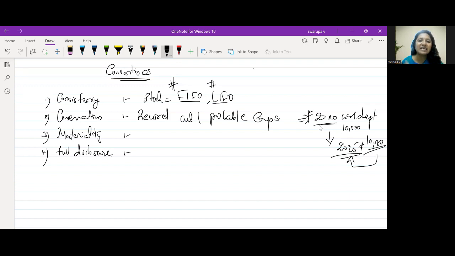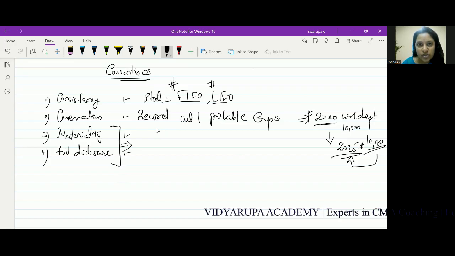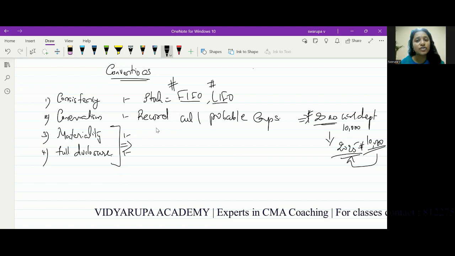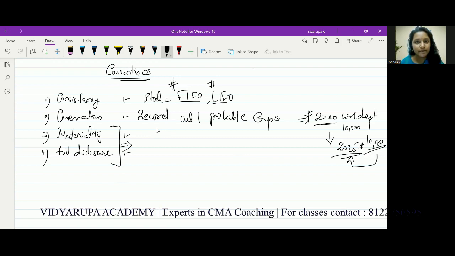Third one, materiality concept. Materiality and full disclosure concepts, we can take together. Materiality concept says the material information that is required for decision making should be recorded in the books of accounts. All material information means the information that will help in decision making. That should be recorded in the books of accounts. Full disclosure says you have to disclose all the information that is required for decision making.